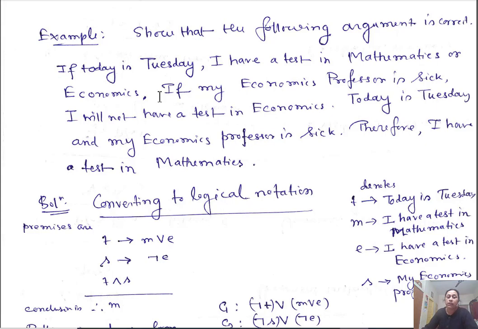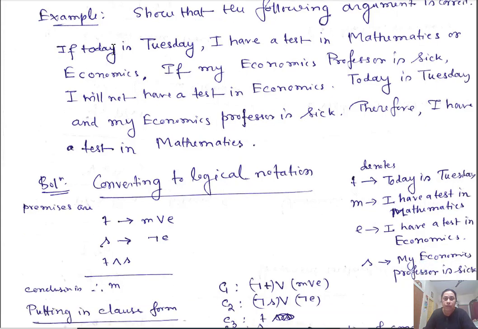So you convert it to logical, symbolic form. Today is Tuesday: this is the proposition T. I have a test in mathematics: this is M. I have a test in economics: this is E. And my economics professor is sick: that is S. So the premises are T implies M or E.